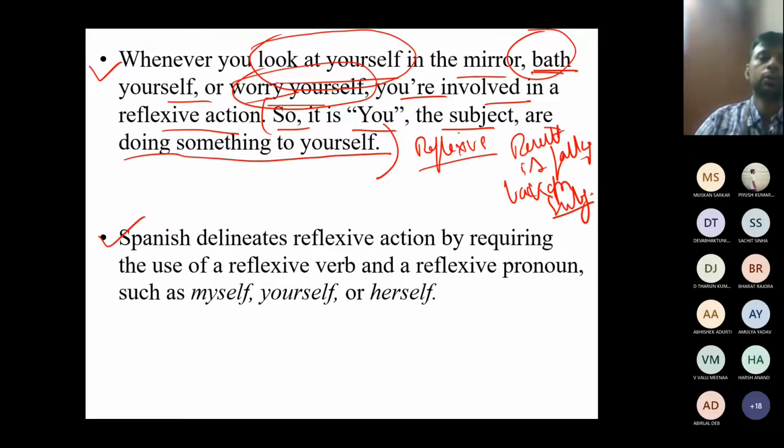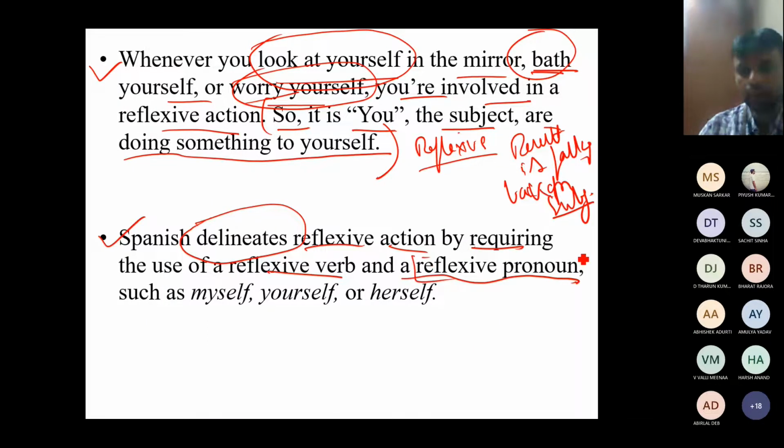And if you see the second part, here it is written that in Spanish, it delineates reflexive action by requiring the use of a reflexive verb and a reflexive pronoun. So what is actually a reflexive pronoun? That already exists in English also. If you see the examples given here, myself, yourself, or herself, not only these three.